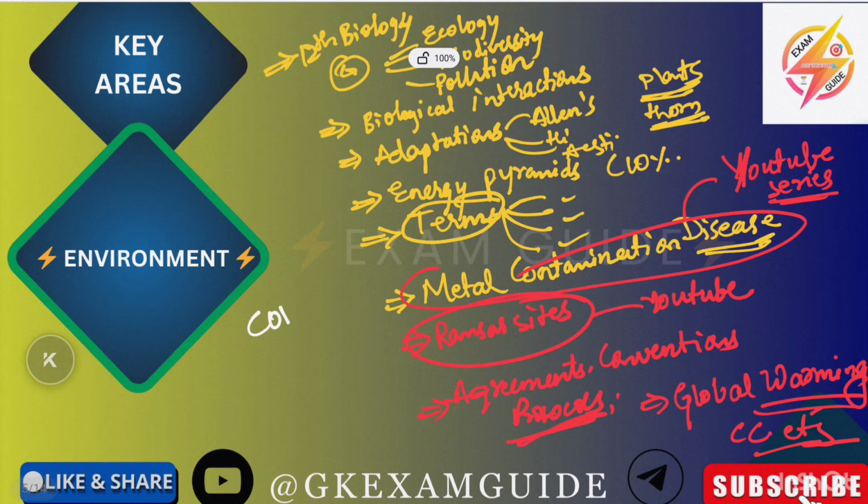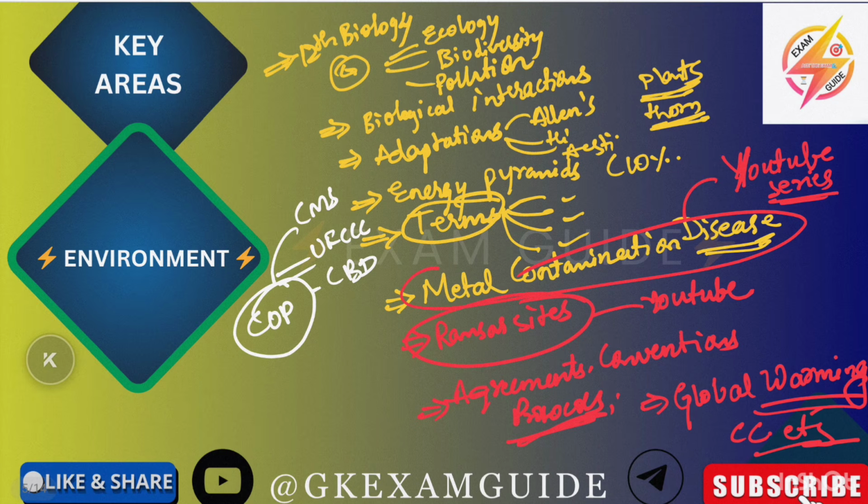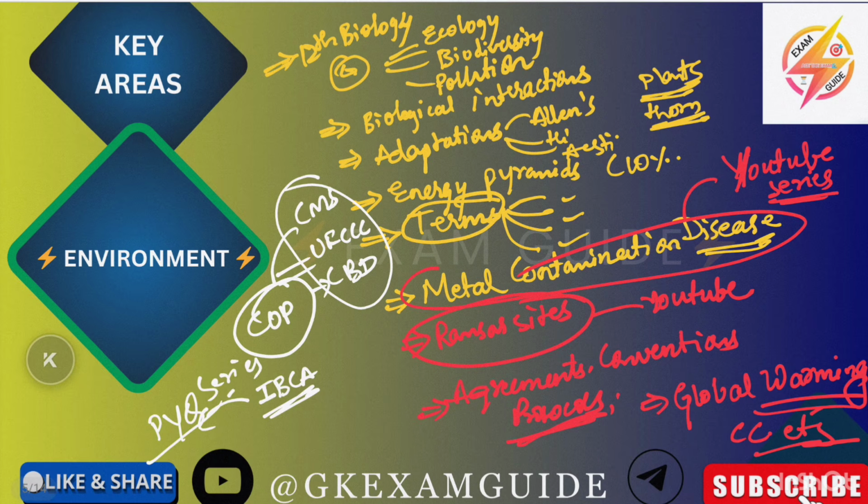And one more thing in environment, you must also know the Conference of Parties. Like you know that CMS has different COPs, and even FCCC has different COPs. CBD has different COPs, Conference of Parties. You must know which are in the news recently. And about IBCA also you must know. It is in the news, International Big Cat Alliance. We already covered it in our PYQ series. You can go and watch.